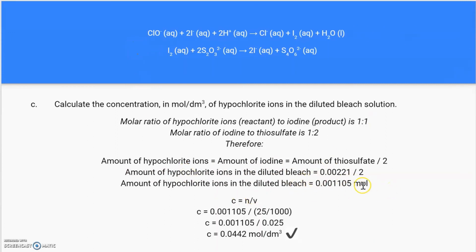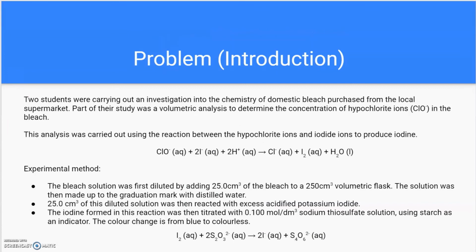Now having that amount, we can now calculate the concentration. We know that concentration is the amount divided by the volume. The amount of those hypochlorite ions, we have already calculated it. It is 0.001105 moles. And moles is the standard unit, so we can just plug that in there. Now, the volume would be the one that is given to us here. It's 25 centimeters cubed of the diluted bleach solution.